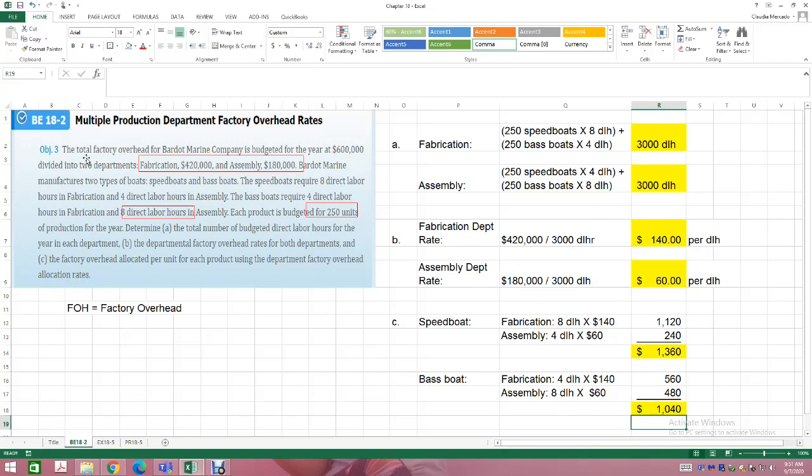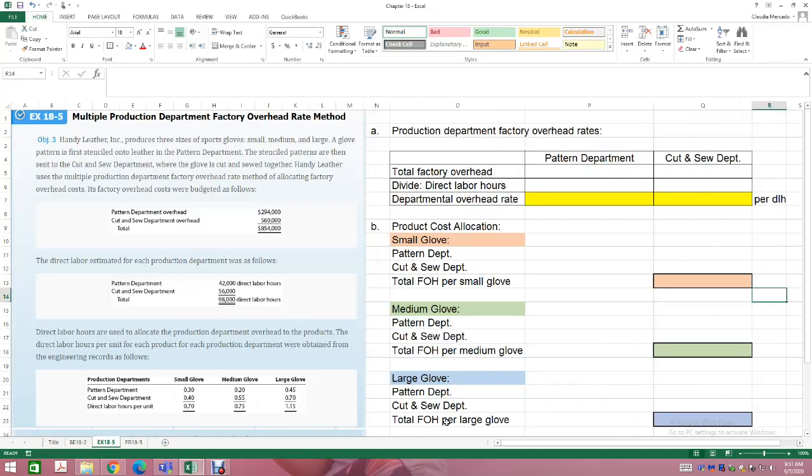Factory overhead is a long word, and for purposes of not typing out so much, I will be abbreviating factory overhead with FOH. Okay, that's just a side note here. If you see FOH, it means factory overhead. Okay, so that was the first problem that we were going to work on.